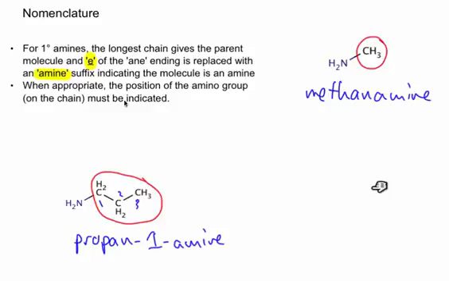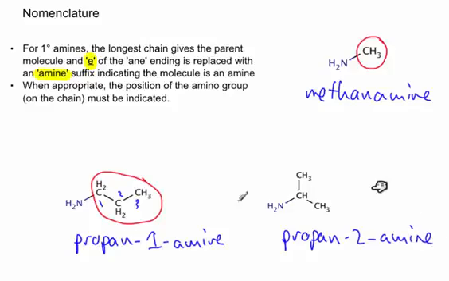Okay, what would be an isomer of propan-1-amine? Well, this would be an isomer of propan-1-amine, and so I think you can see why that would be called propan-2-amine. Again, the amino group, this amine that gives it the name, is attached to carbon 2. So propan-2-amine.